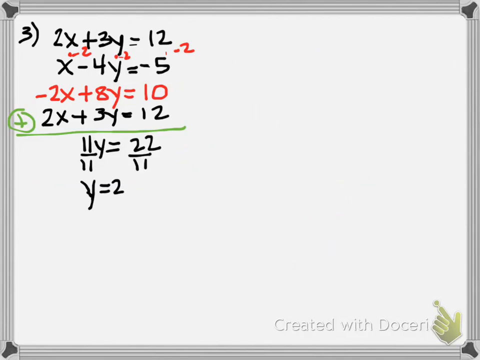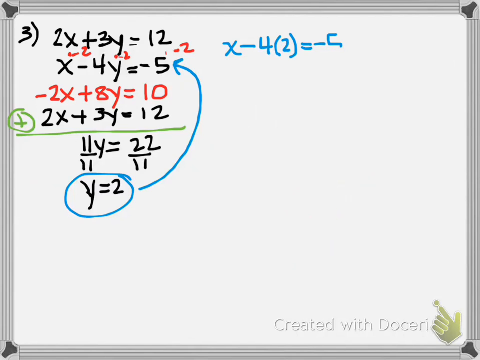So now what I'm going to do is take that y equals 2, and I'm going to substitute it into either original equation to solve for x. Now I'm picking the second one because the x doesn't have a coefficient, so it's going to require less work for me. So I have x minus 4 times the y value 2 equals negative 5. So I have x minus 8 equals negative 5, and I add 8 to both sides. And I get x equals 3.